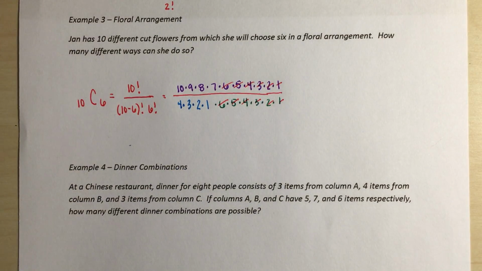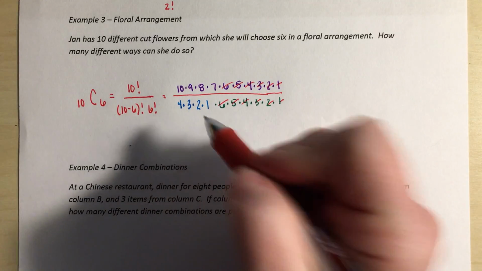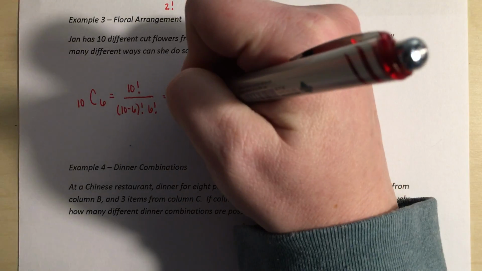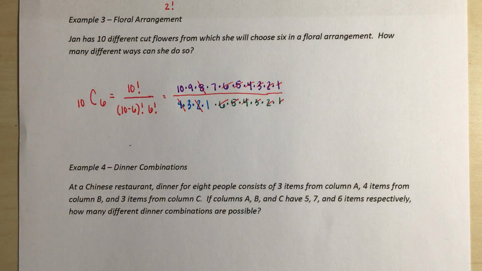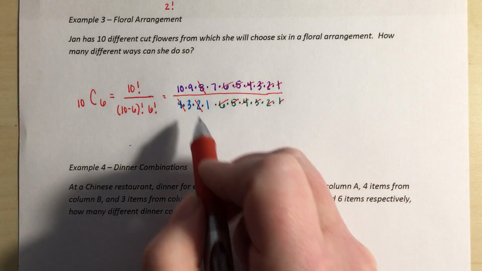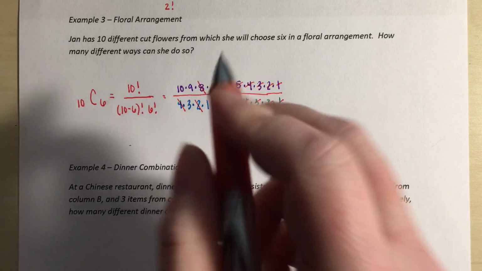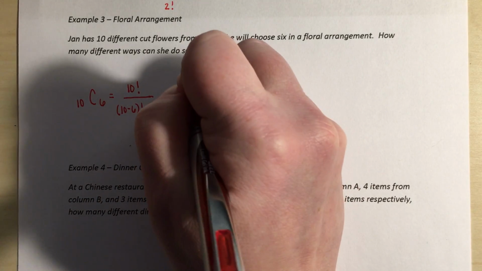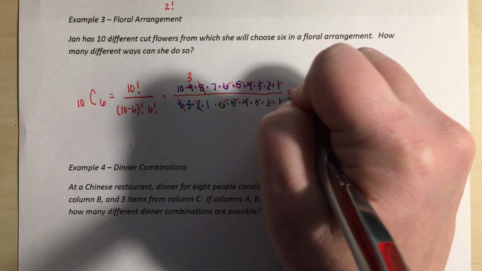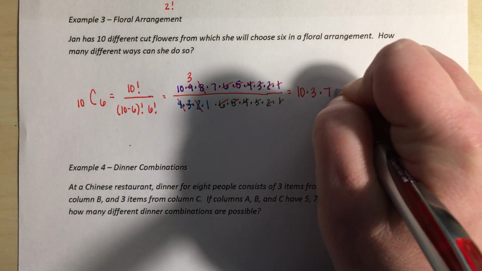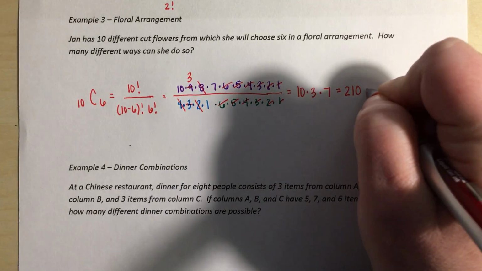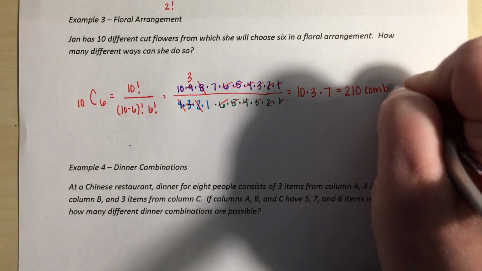Okay, then there's a couple of different ways of doing this. 4 times 2 gives us 8. So if I cancel this 4 and 2 with that 8, and then we can also do some canceling between our 9 and our 3. 3 goes into 9 3 times. So we're left with 10 times 3 times 7, which gives us 210 combinations.